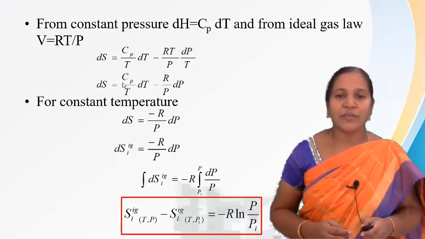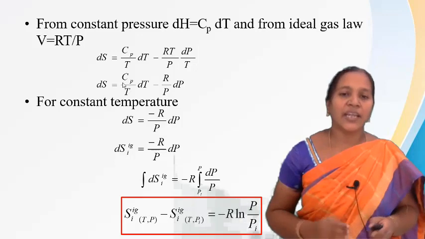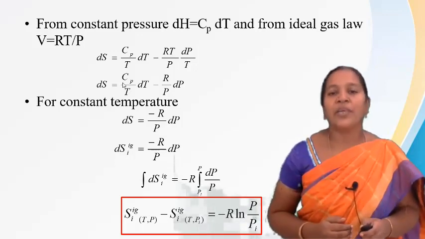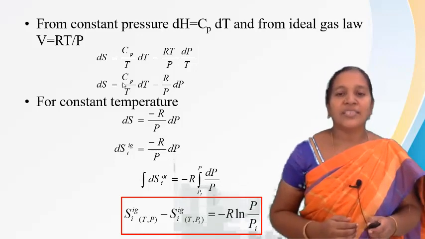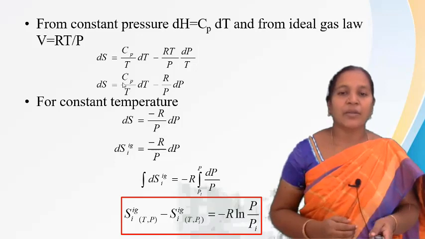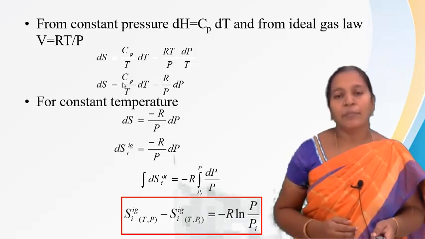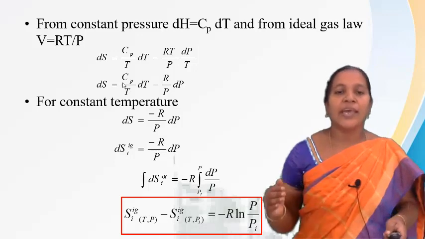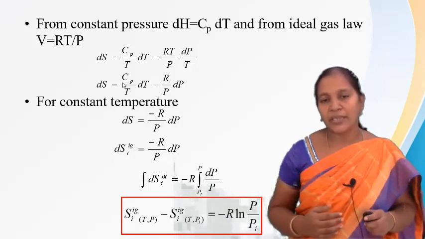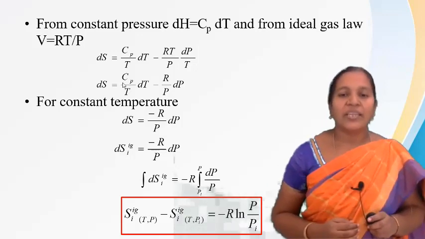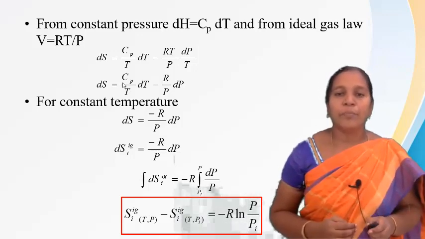After integration, we will get S_i^ig at T, P minus S_i^ig at T, Pi is equal to minus R ln P by Pi. Integration of 1 by P is ln P. Then substitute the limits. Then we will get S_i^ig at T, P minus S_i^ig at T, Pi is equal to minus R ln P by Pi.